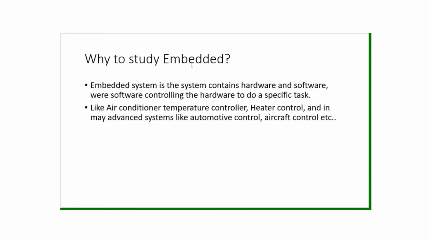Why to study embedded systems and what an embedded system is. An embedded system is nothing but a system which contains hardware and software designed to do a specific task, like temperature controlling, air conditioner, air cooler, heater control, and in many advanced systems like automotive control, aircraft control, and engine management software. Those are the different applications of embedded software.